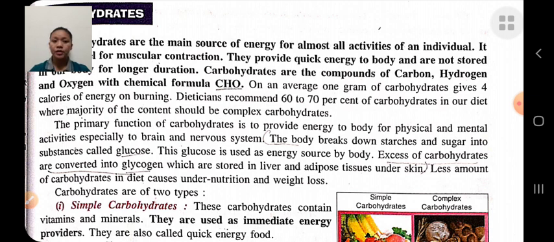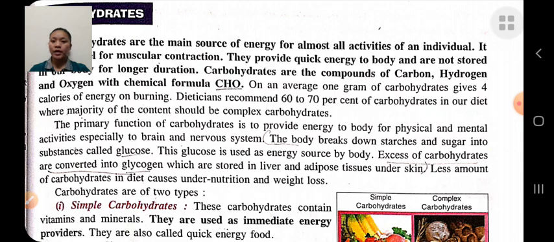Carbohydrate provides you energy. The body breaks down starch and sugars into a substance called glucose. This glucose is used as an energy source by the body. If we take excess carbohydrate, it is converted into glycogen, and it is stored in the liver and adipose tissue, and it provides you energy during emergency.